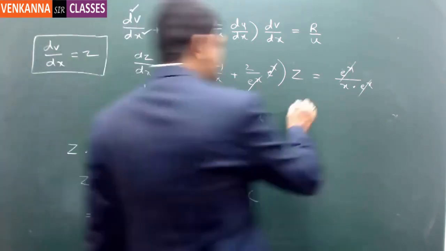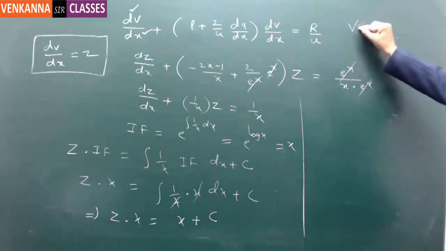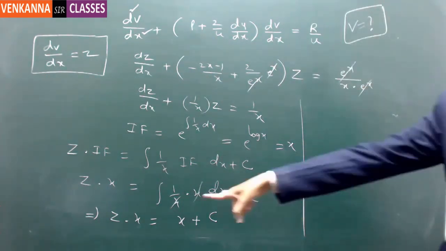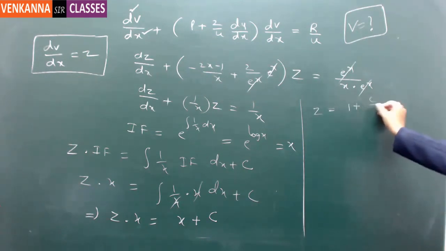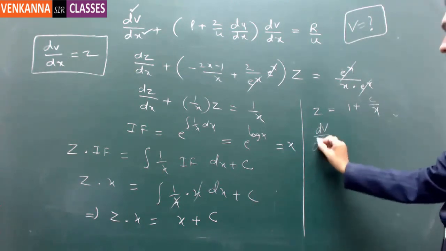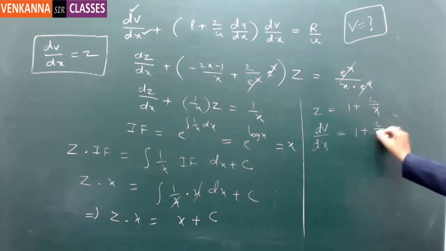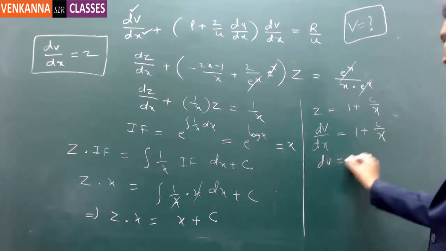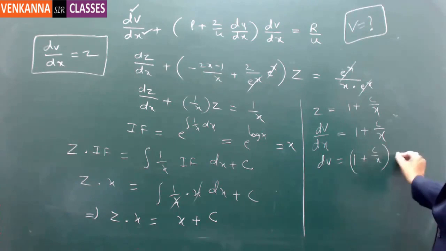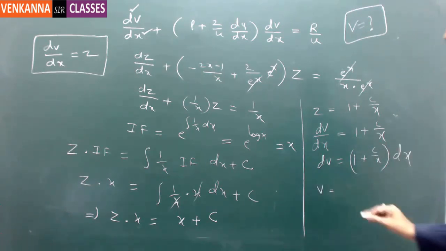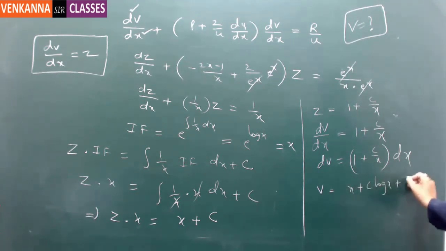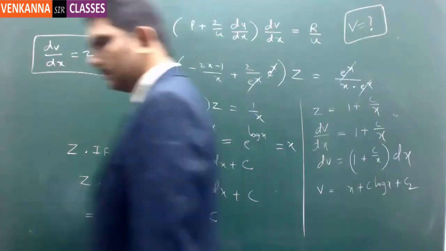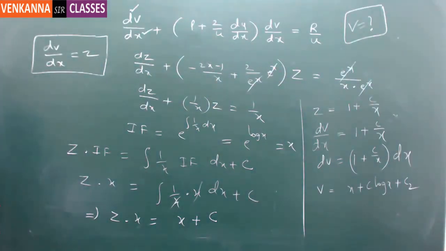Now, our concept is to find v. What should be v? From this equation, dividing with x on both sides, we have z is equal to 1 plus c by x. So z is nothing but dv by dx, which is equal to 1 plus c by x. On integration, you have v is equal to x plus c log x plus integration constant c2. Is it clear now how we have determined the other solution v?